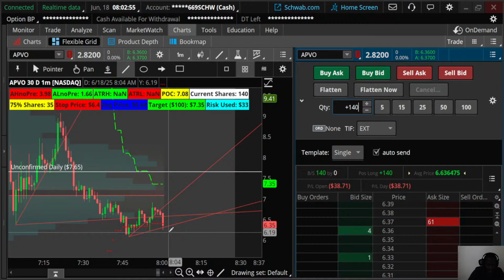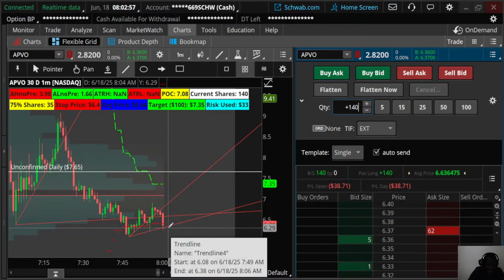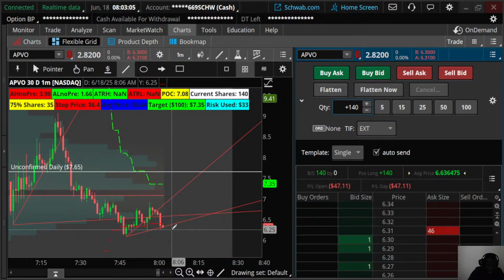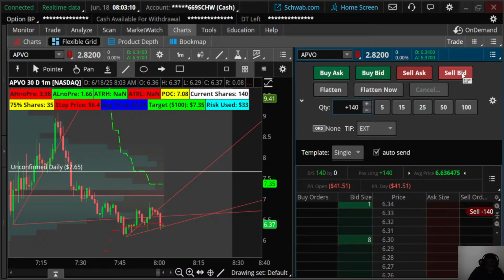7 seconds left on this candle. Can buyers come in there and snatch this up? Oof, does not look likely. Bottom here is 625. Got to be ready to get out.